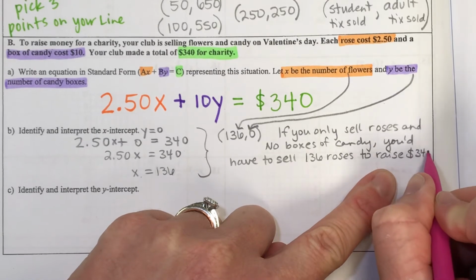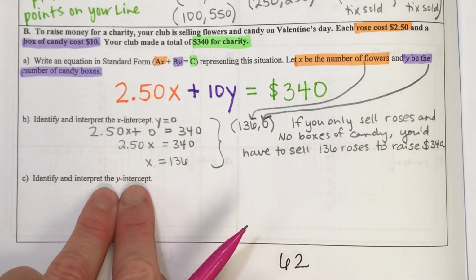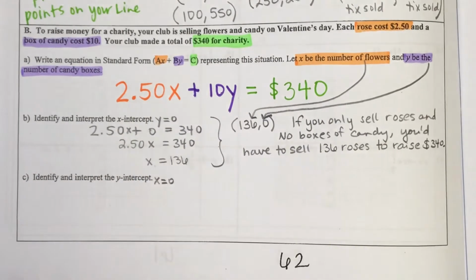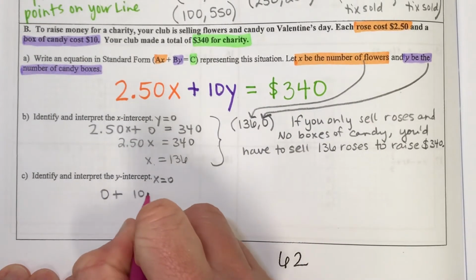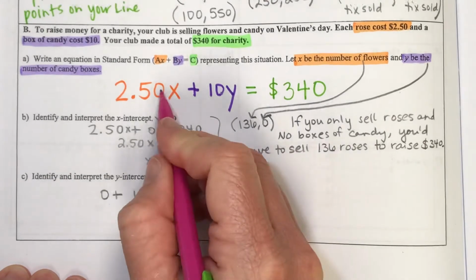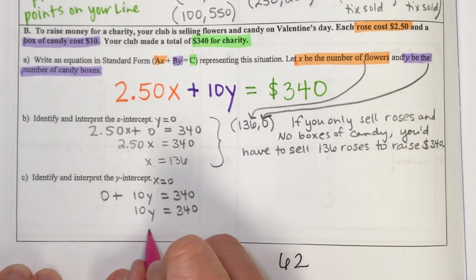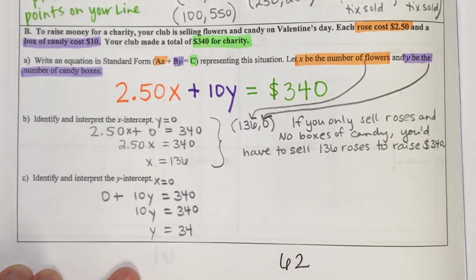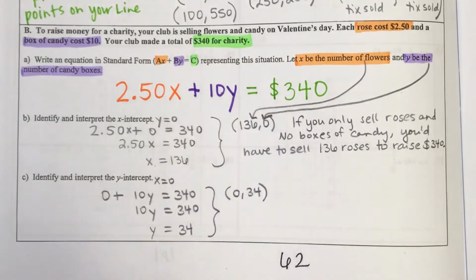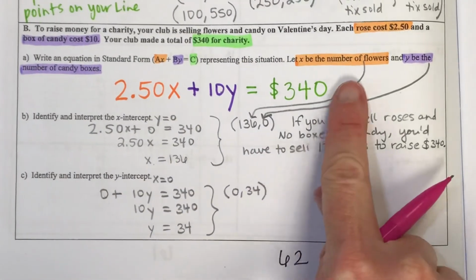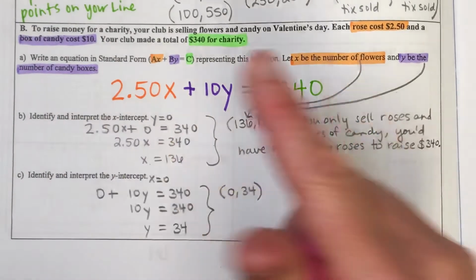Now we're going to do a similar idea for a y-intercept, meaning that my x is now plugged in as 0. So if I take 2.50 times x, that's going to eliminate my front term. And if 2.50 times x is 0, then all I need is 10y equals 340. If I divide by 10, I know that's going to be 34. So the point (0, 34) would be a point on my graph. Again, x was the number of roses, so no roses this time, and 34 was my boxes of candy.